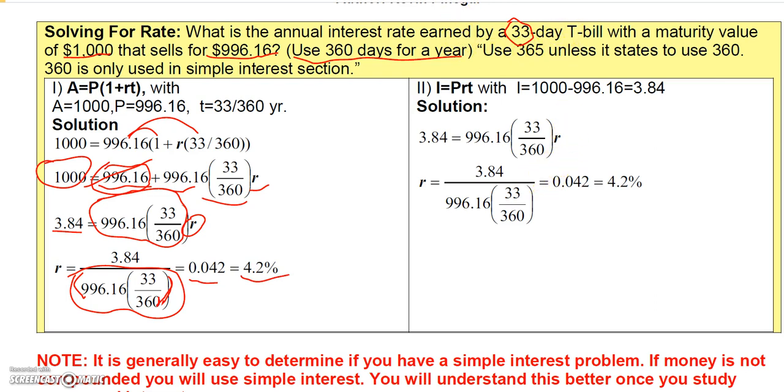Now another way to do this, you could have actually used I equals PRT, and the reason you can do it that way is because you know the amount was 1,000 and the 996.16 is your principal. So if you take the difference between those two numbers, you know the interest is 3.84. So you could just put 3.84 in for interest, put 996.16 for principal, and I'm going to move the rate over here, and then put the time here, 33 over 360. But still, I end up doing the same thing. Just take 3.84 divided by this expression, and that'll give me the 4.2%.